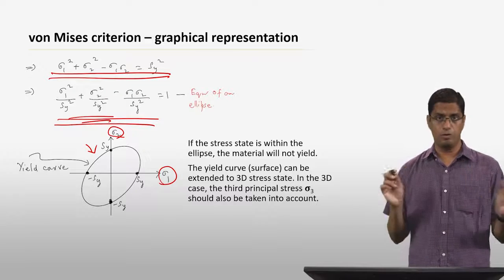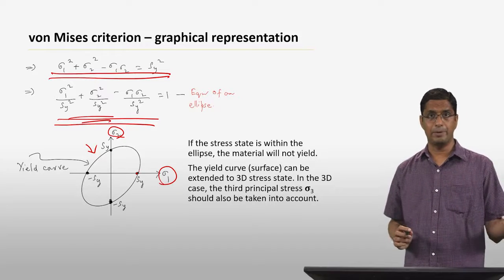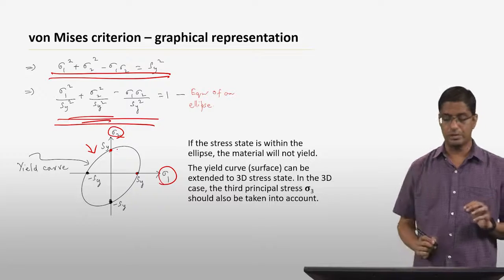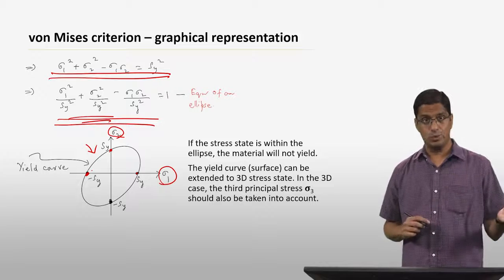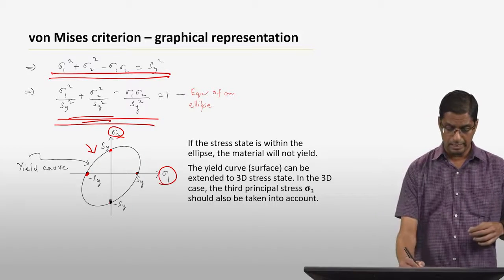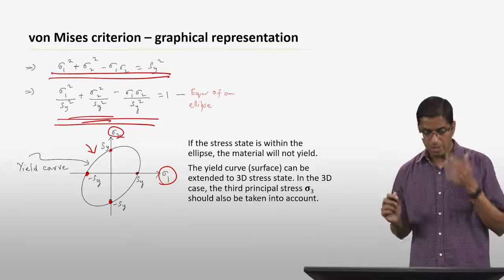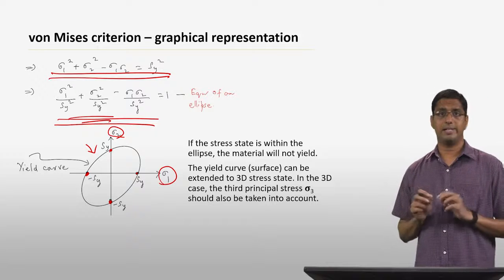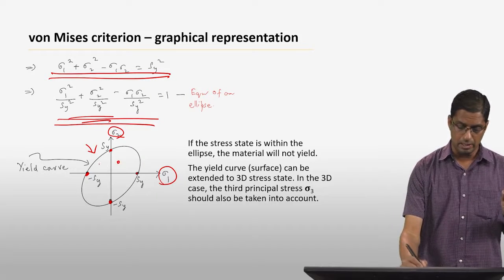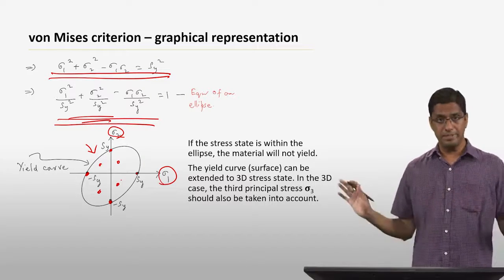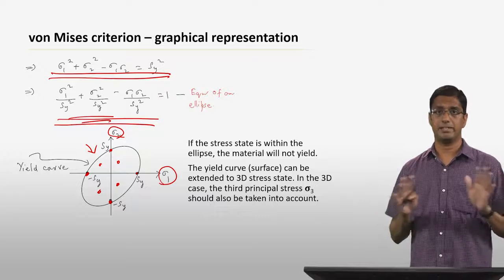So essentially I have labeled 4 points here. One is the point where sigma 1 is equal to Sy and sigma 2 equal to 0. This is sigma 2 equal to Sy and sigma 1 equal to 0. In this case, sigma 1 is minus Sy and sigma 2 is 0. And in this case, sigma 1 is 0 and sigma 2 is minus Sy. So if the stress state at any point is such that sigma 1 and sigma 2 fall within this ellipse, then that particular point is not going to yield, based on the von Mises criterion.